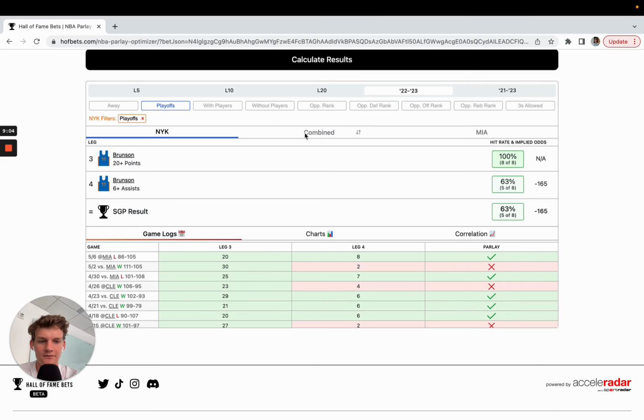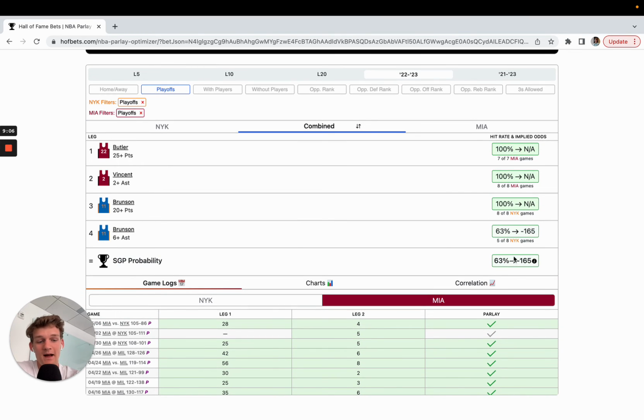And so with the playoff filter, we go back to the combined view, minus 165 applied odds. And just a reminder, FanDuel's offering plus 190. It would imply that there's some value there.